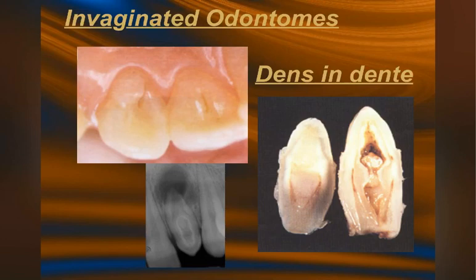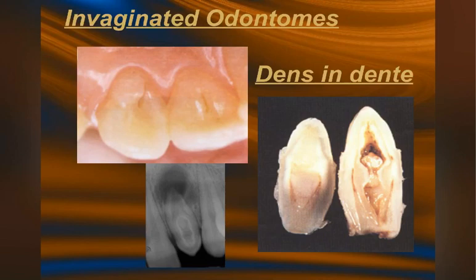Odontomes. We have two types of odontomes. We have invaginated and evaginated odontomes. Let's talk about invaginated odontomes now. The invaginated odontome takes place when the hydrostatic pressure in the stellate reticulum within the enamel organ is greater than the blood pressure in the dental papilla. So this force will push the internal enamel epithelium to sink toward the dental papilla and leads to formation of hard tissues within the pulp.